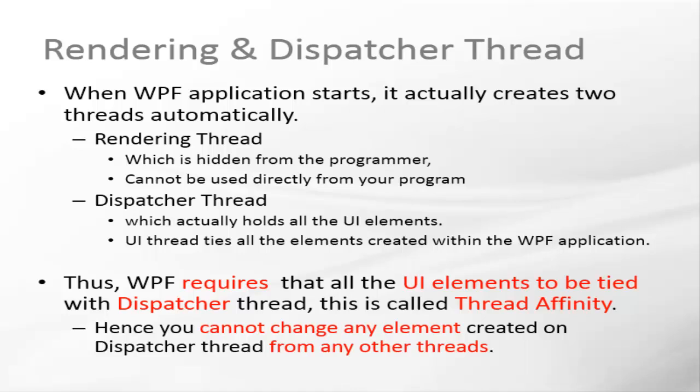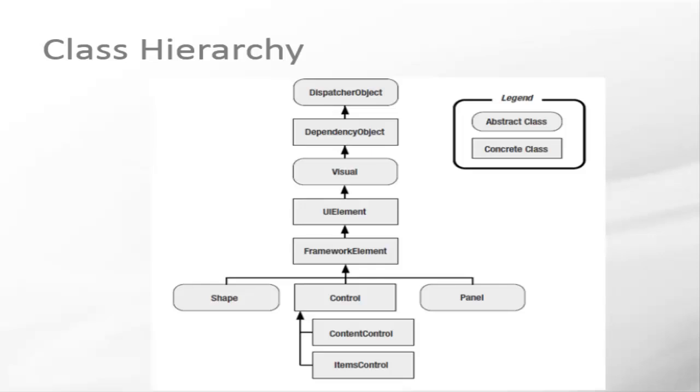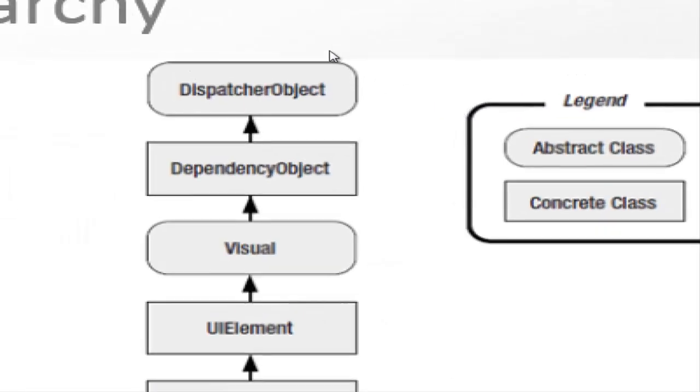In a simple way, what I mean to say is that all the components that you are creating have to be associated with this thread, and you can interact with them only through this thread. Then how do we interact with the components, if it is not allowing other threads to interact with this thread? How do we go about it? For that, we have this hierarchy, and right at the top within this hierarchy, we have object.